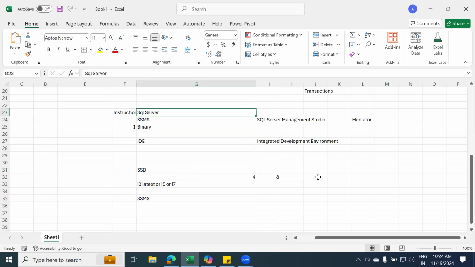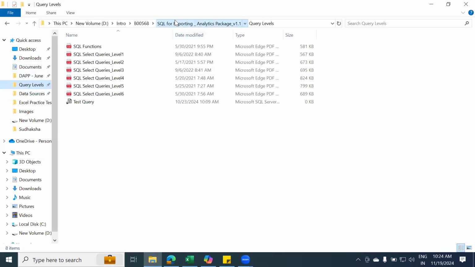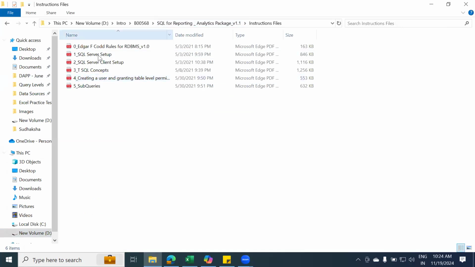My sincere request to everyone, before attending tomorrow's session, make sure that you complete the installation process of SQL Server and SSMS. For that, we will share one instructions file in the group, guys. One is called SQL Server Setup. Second one is called SQL Server Client Setup. We have the instructions here, but instructions are compiled based on the old version. Just follow the instructions and you can complete the installation process. If anyone has any issues, do let me know.